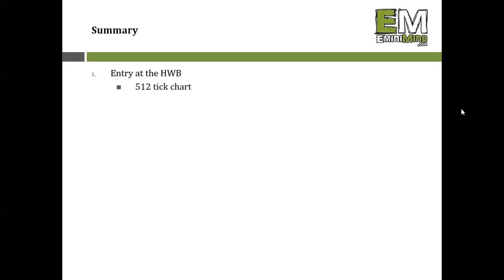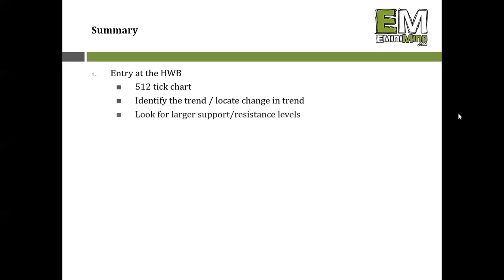So I like to use the 512 tick chart. You could use a 1 minute or a 5 minute or whatever else, but I find that really good for day trading the ES and the NQ. Identify the trend to start, and then locate those trend changes via swing highs and swing lows. You also can look for larger support and resistance levels.